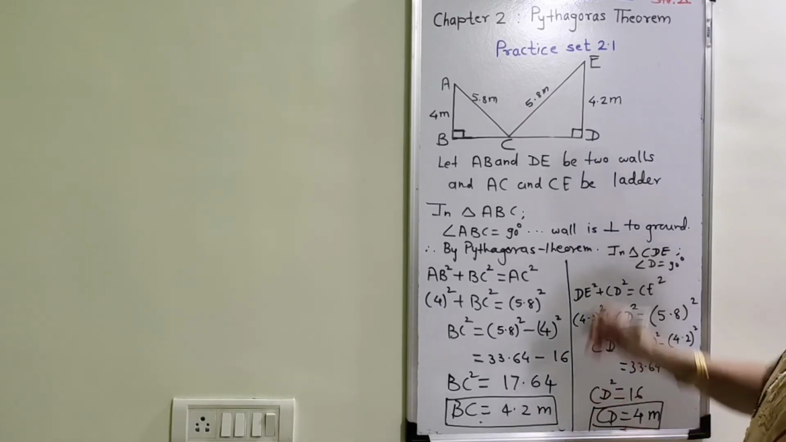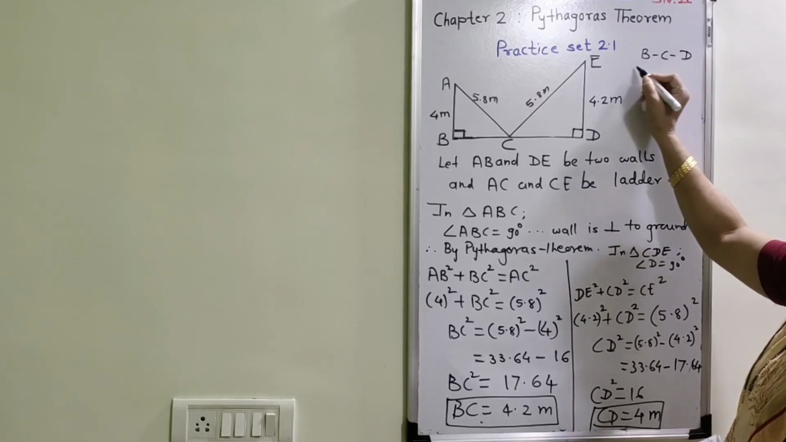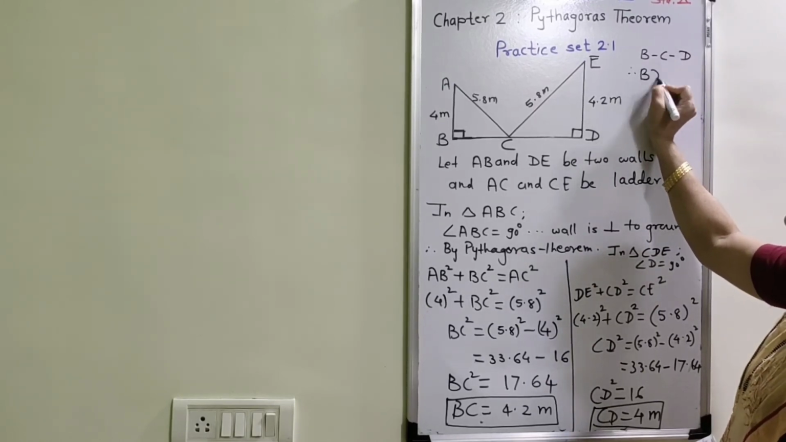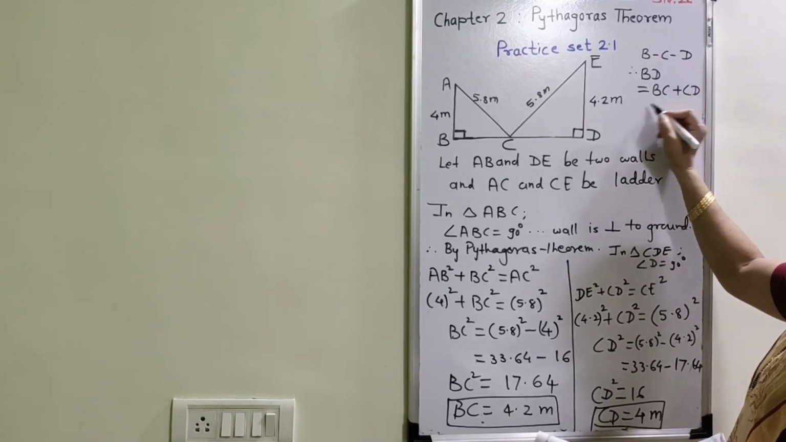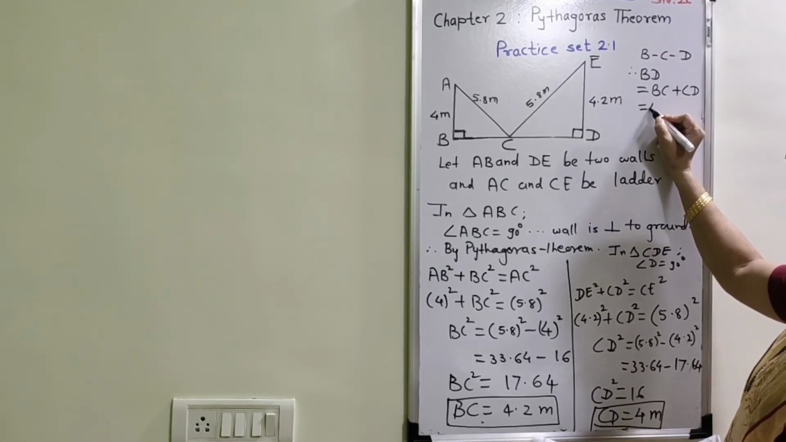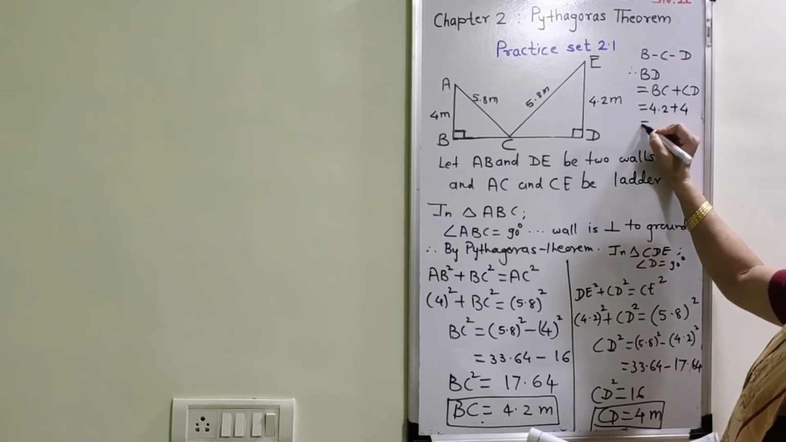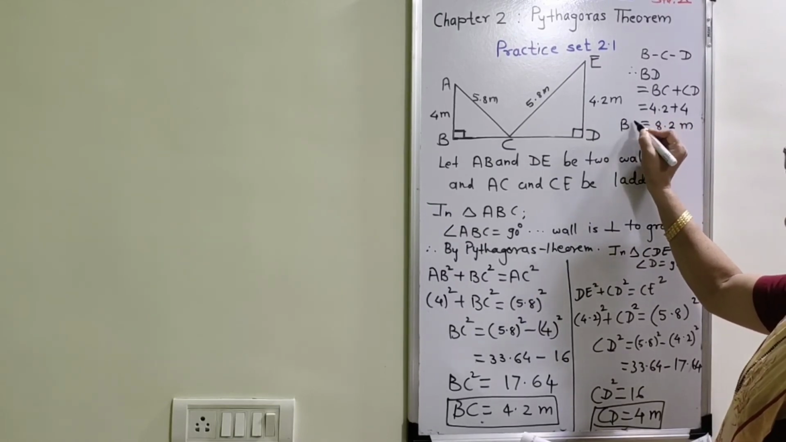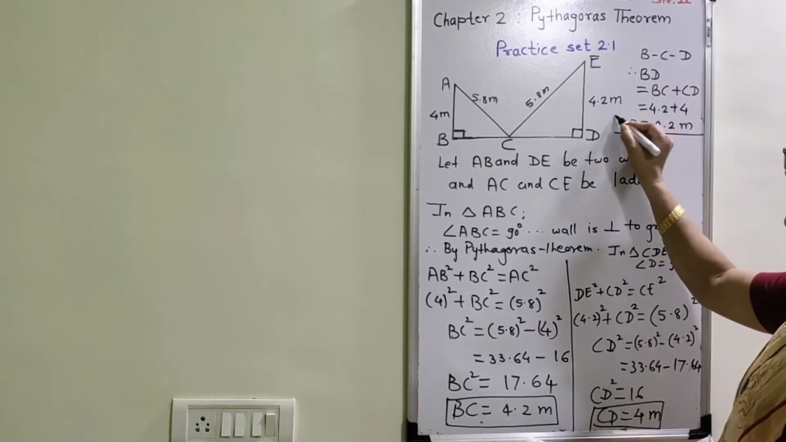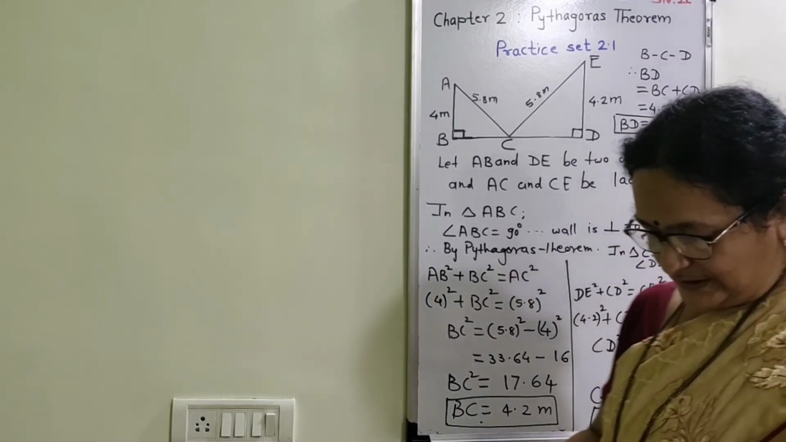Now take the simple addition, B, C, D. Therefore BD is equal to BC plus CD. BC is equal to 4.2 and CD is equal to 4, which is equal to 8.2 meter, and therefore the length BD, that is the width of the street, is equal to 8.2 meter.